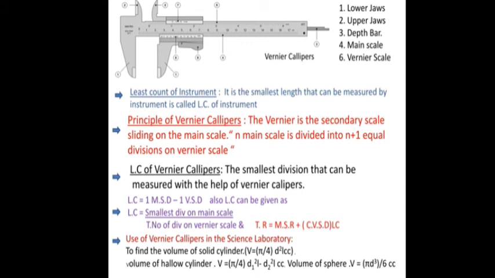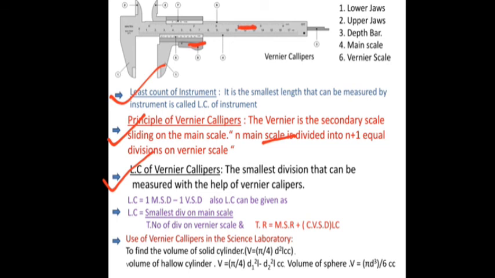Okay, the first one is over. Let us now take the principle of vernier calipers. What is the principle? You have to remember by heart that the vernier is a secondary scale sliding on the main scale. This vernier scale is the secondary scale, and the main scale is the primary scale. Secondary scale sliding on the primary or main scale. That is the principle. You should remember this, very important. N main scale divisions are converted to N plus 1 equal divisions on the vernier scale. Remember that by heart because it's very important.